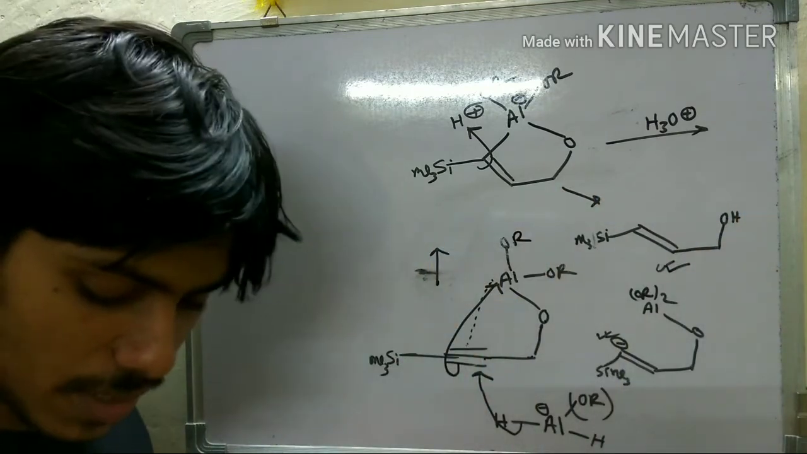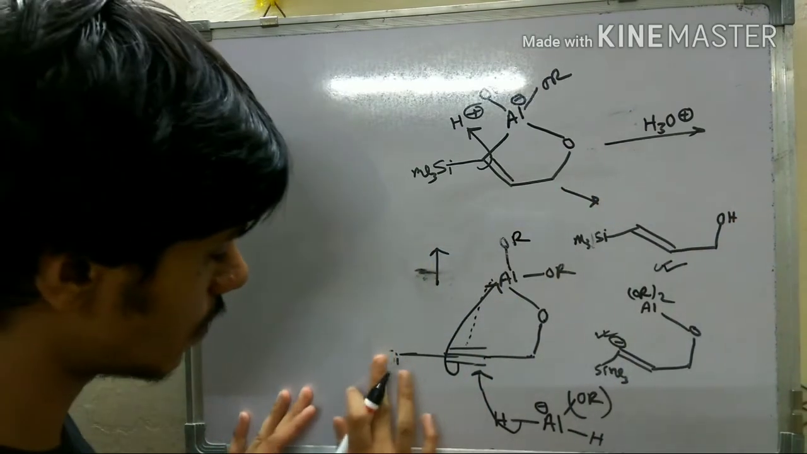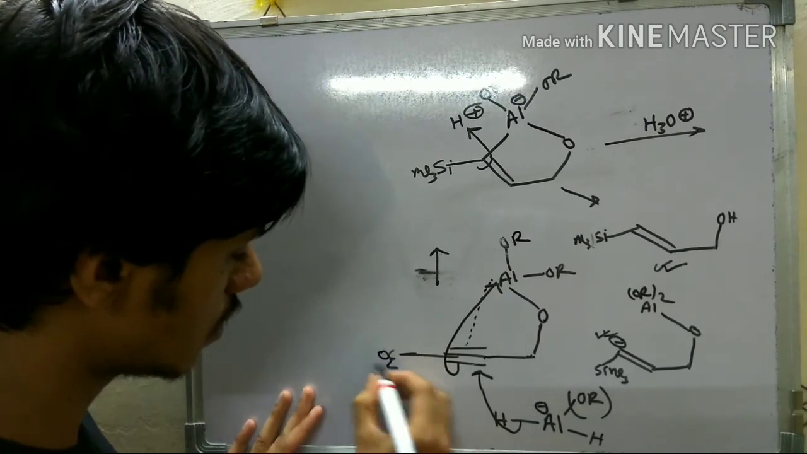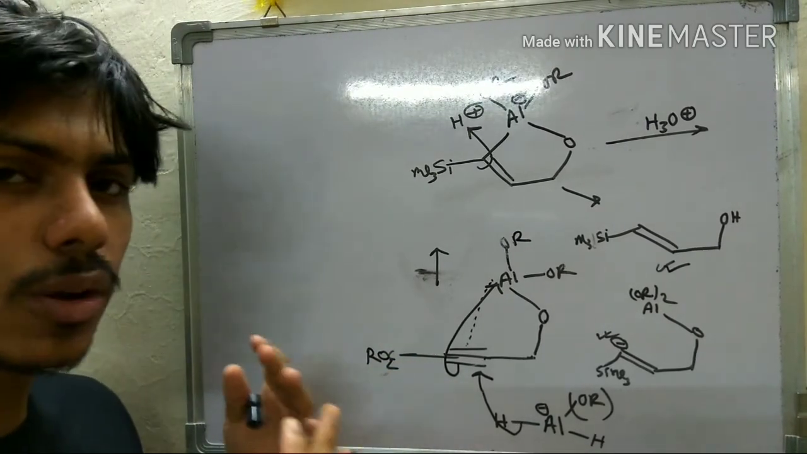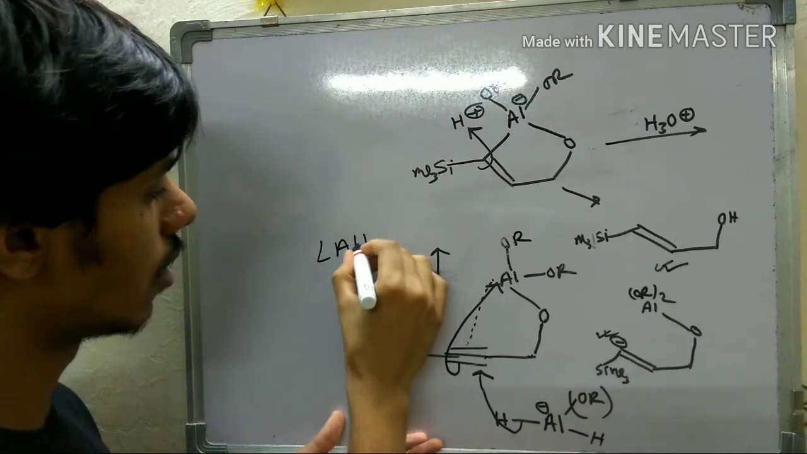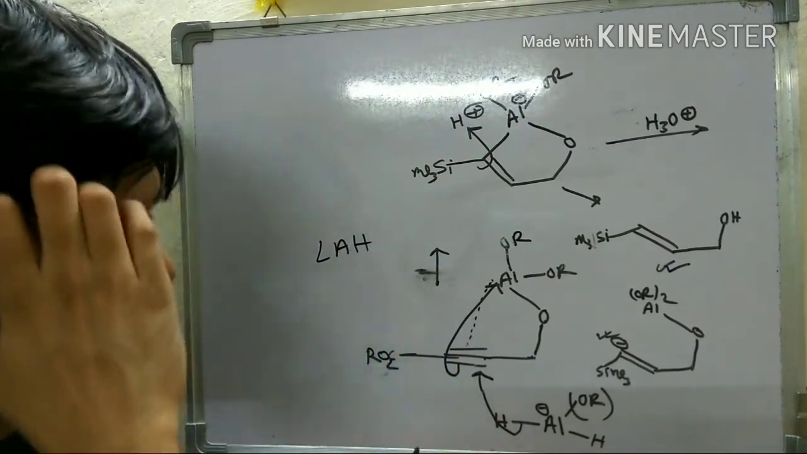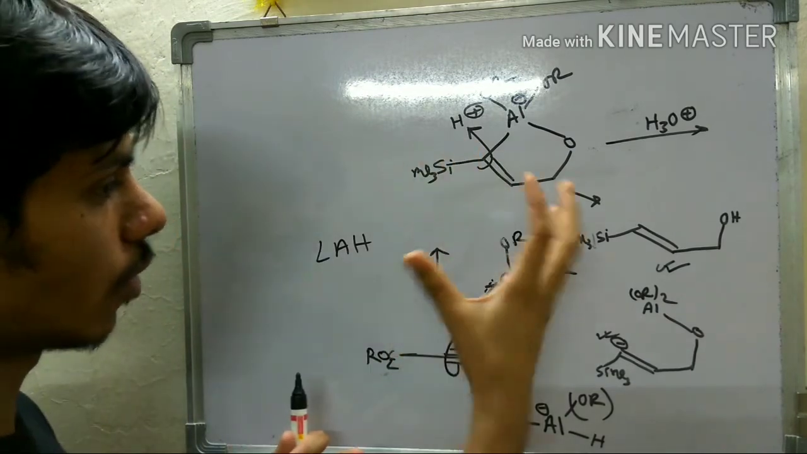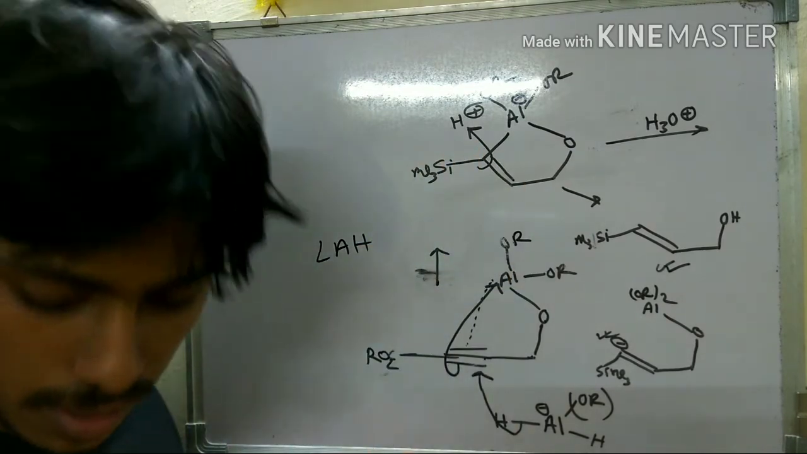This reagent is very important, and if instead of silicon here you have, let's say, a CO2 or ester group, then also the reaction works, and the reaction is also fine with LAH. So Red-Al is a very important reagent. If you don't know the role of this reagent, you will be confused in the exam.